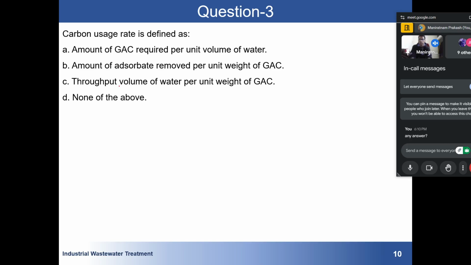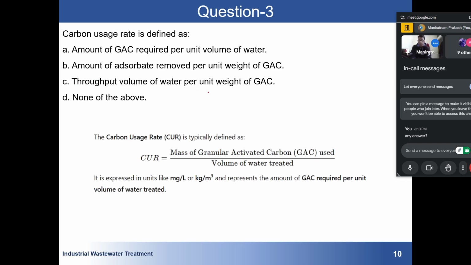Carbon usage rate is defined as the amount of GAC required per unit volume of water treated. GAC is defined as granular activated carbon, and in industry this is very generally used. Wherever you see carbon, they talk about GAC, and related to that we define carbon usage rate, CUR. It is generally defined as mass of granular activated carbon used divided by volume of water treated. So the correct answer is A. It is expressed in milligram per liter or kg per meter cube and represents the amount of GAC required per unit volume of water treated.